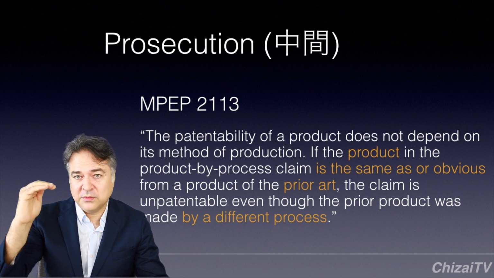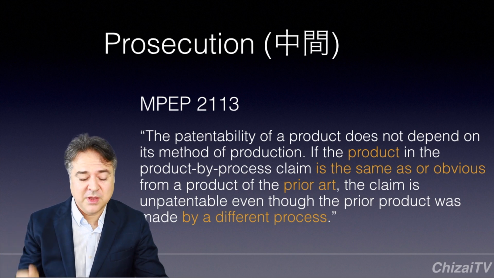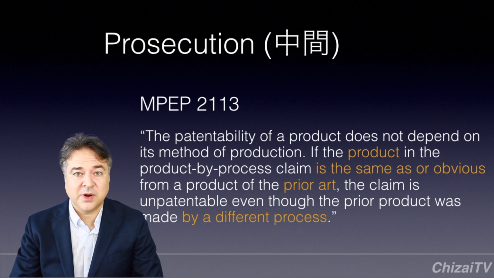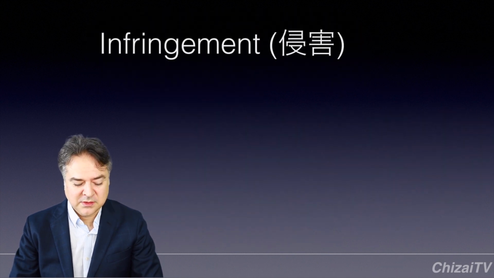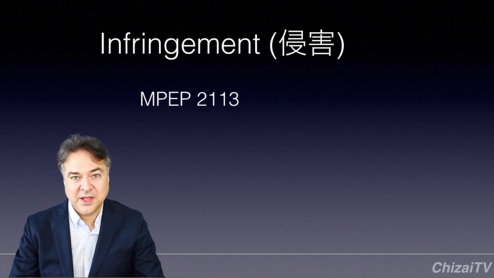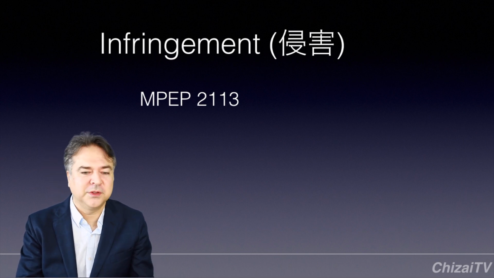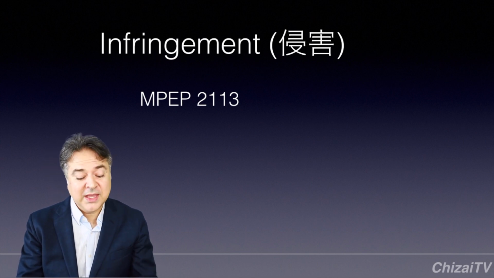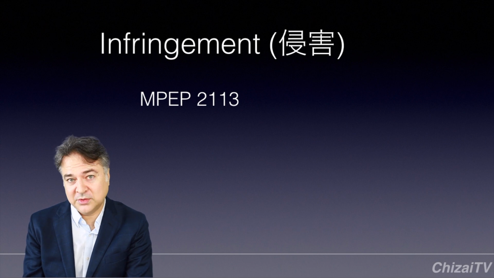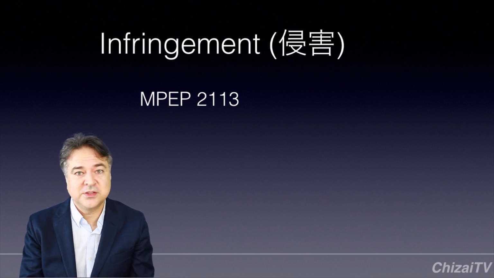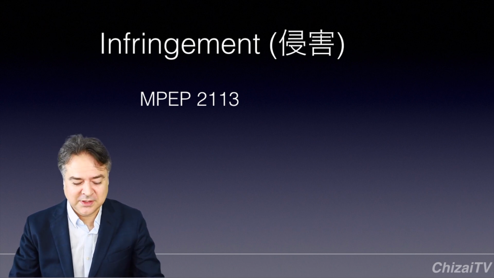So you have these process steps in your claim. The prior art has different process steps, but the examiner can reject your claim anyway. Now, for infringement purposes, it makes the claim more difficult to infringe. So it's more difficult to patent it and more difficult to infringe. Or you could say it's easier to reject the claim during prosecution, and it's also easier to avoid infringement usually.